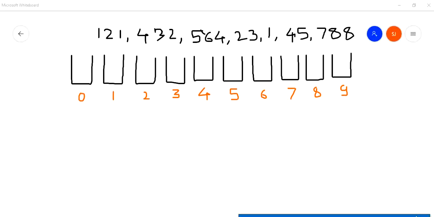Now we will discuss radix sort, the next sorting algorithm which is available in your curriculum. Before going to the radix sort algorithm, there is one more sorting algorithm, that is counting sort. Previously we were using counting sort, but nowadays instead of counting sort we are using radix sort. So radix sort is an advanced version of counting sort. But as per your curriculum you have radix sort and not counting sort. So we will discuss radix sort only.